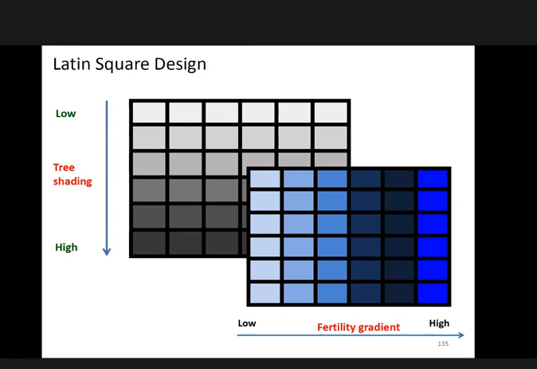So we need to first understand the difference between treatment and a blocking factor. What's the role of a blocking factor? The role of a blocking factor is to determine how the different treatments will respond.